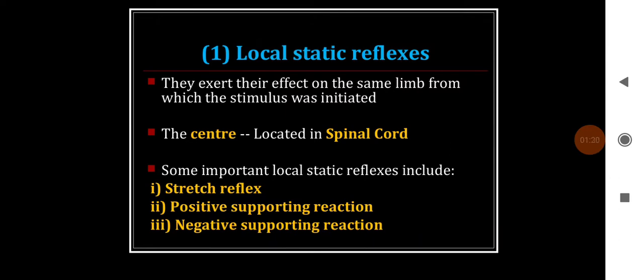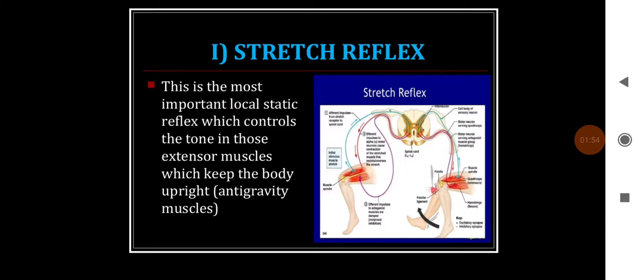Local static reflexes exert their effect on the same limb from which the stimulus was initiated. The center is always located in the spinal cord. Some of the important local static reflexes include the stretch reflex, positive supporting reaction, and negative supporting reaction. Do you know what the stretch reflex is? It is the most important local static reflex, which controls the tone in the extensor muscles that keep the body in an upright position. It mainly acts on anti-gravity muscles.